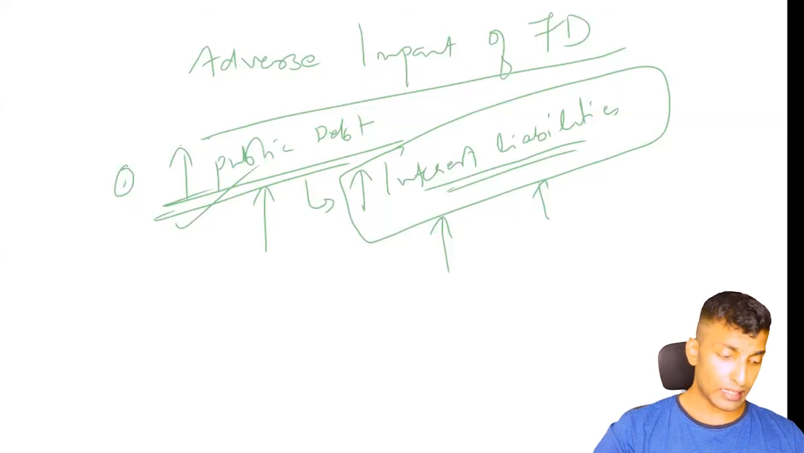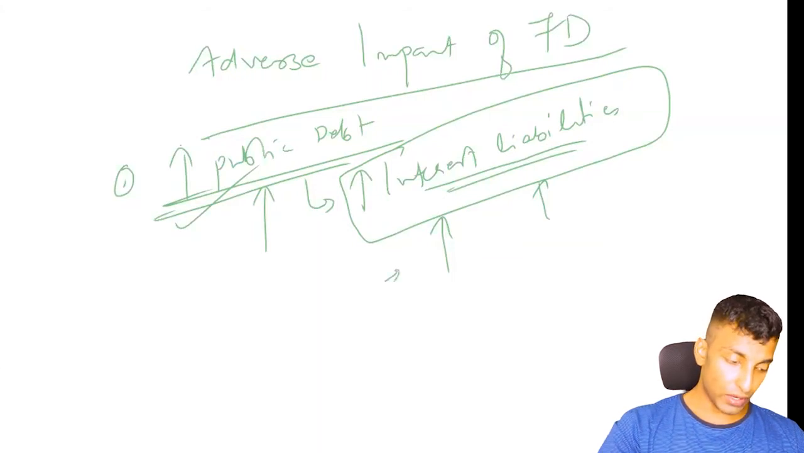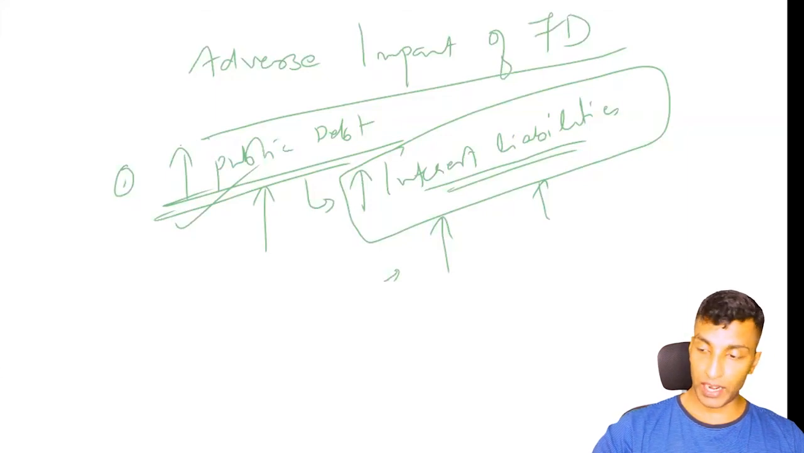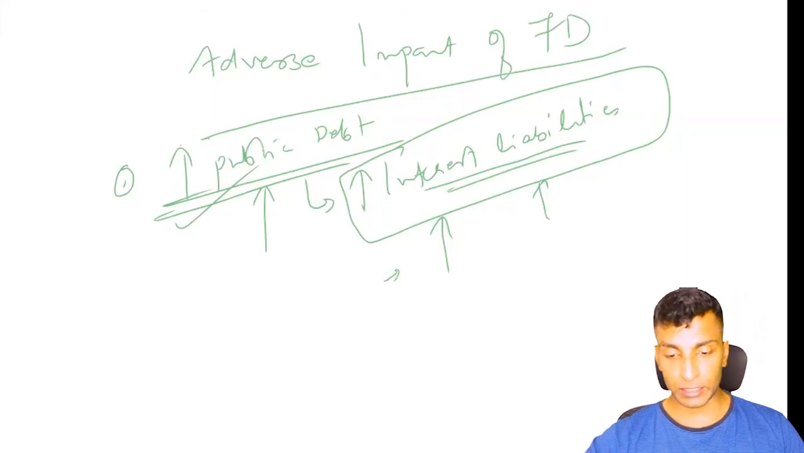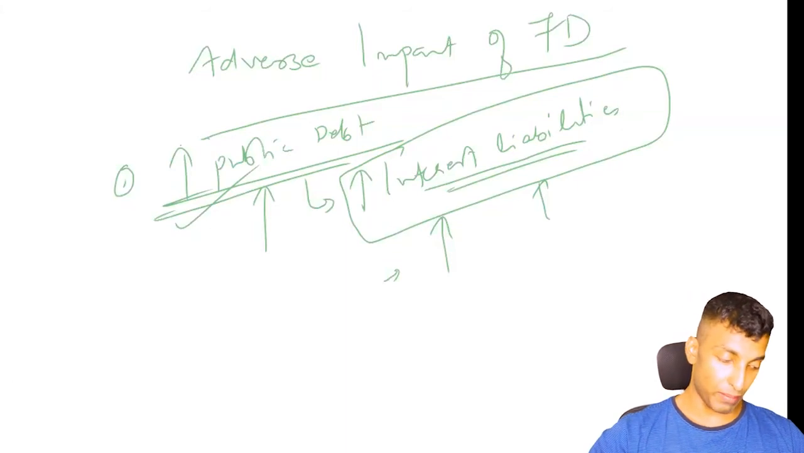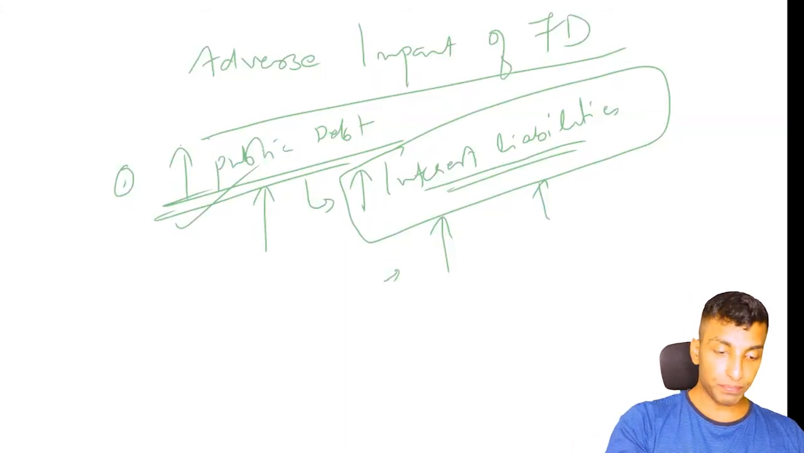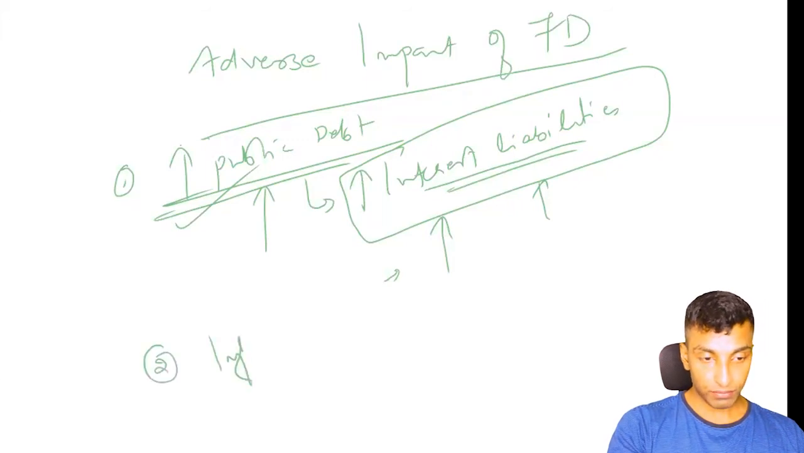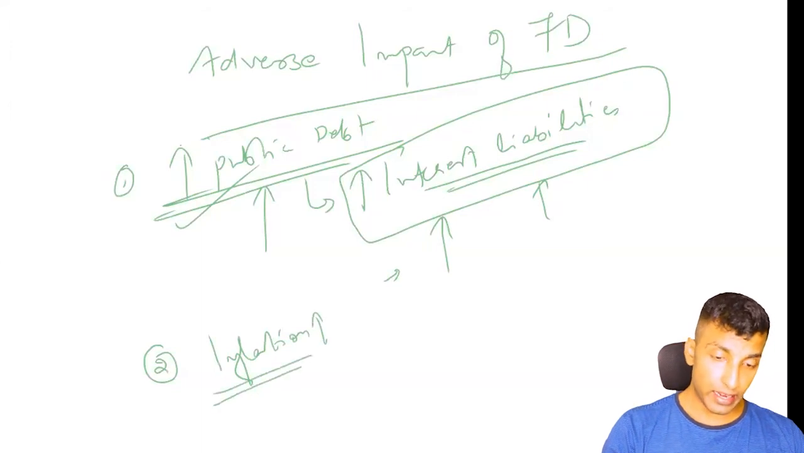So now, interest liability increase means what will happen? You can write one more line continuously with that: which will adversely affect developmental expenditure, because in future the developmental expenditure will be affected very badly. Second point, it creates inflation. How does it create inflation?